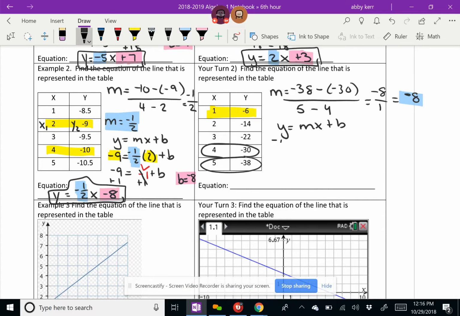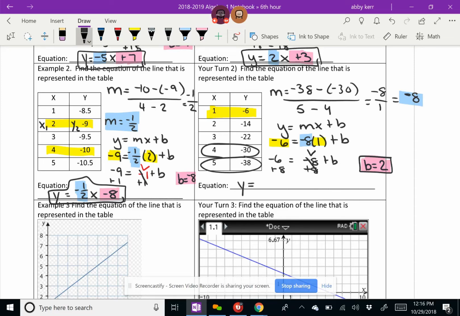So the y value that I highlighted was negative 6. The m that we calculated was negative 8. The x value for the ordered pair was 1. And then we're trying to solve for b, so we don't have that. Negative 8 times 1 is negative 8. To undo a negative 8, we add 8 to both sides. And we're going to get a positive 2. Once again, that's our y-intercept.